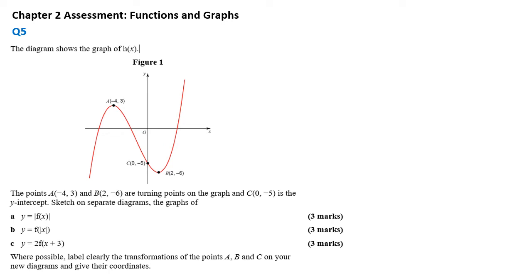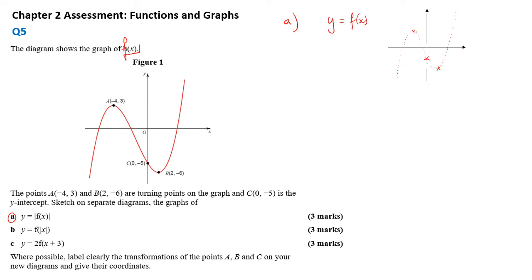So in question 5, we're given a graph. Just notice the graph says h of x, but we're talking about f of x. I think it's safe to assume this is talking about f of x. So we've got the graph of f of x and we need to perform these transformations on it. So first of all, for a, y is mod f of x. So I'd start off by just dotting out f of x.